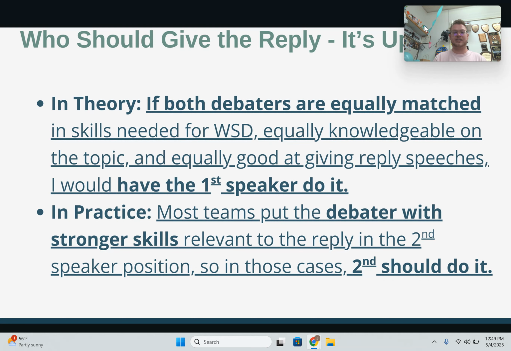But in practice, most teams are putting the debater with stronger skills relevant to the reply in the second speaker position. So in those cases, the second speaker should do it. I don't want to contribute to first speaker slander and say that the first speaker is the worst debater on the team or the second speaker is always the best debater on the team. That's not what I'm saying. What I'm saying is the stronger debater in terms of skills relevant to the reply usually ends up being the second speaker. So if there's a big gap in the skills relevant to the reply between the first and second speaker, then it makes sense for the second speaker to be giving the reply.